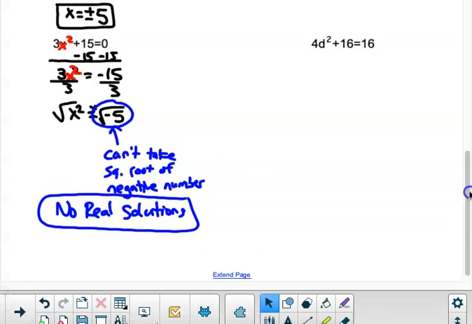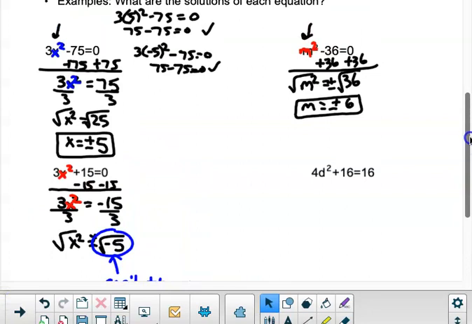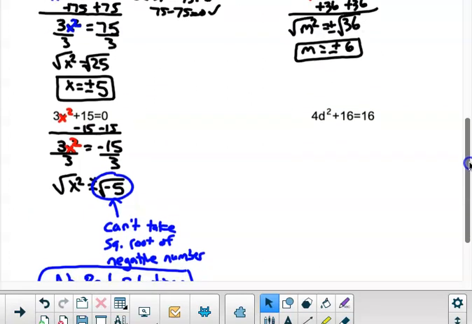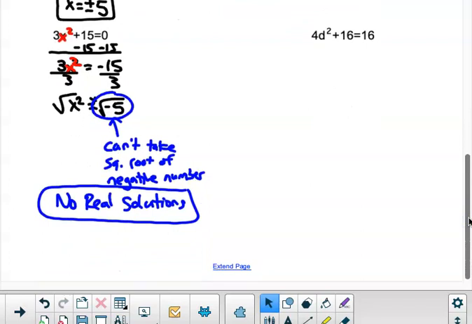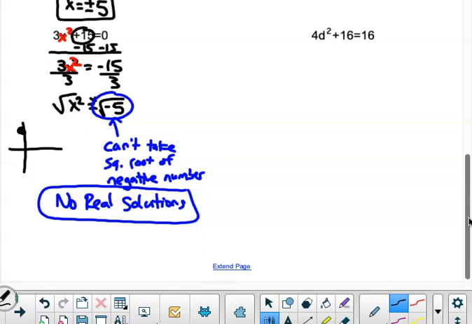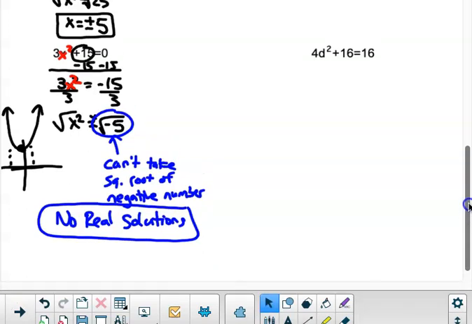So the first two that we had had two solutions, plus or minus 5, plus or minus 6. Those are two solutions each. This one had 0 solutions. If you think about what the graph would have looked like, this would have been our y-intercept, so it would have started way up here at 15, and it would have opened up, which means it never got close enough to this line to intersect it. So there should be no solutions. That should make some sense. There are no x-intercepts here.